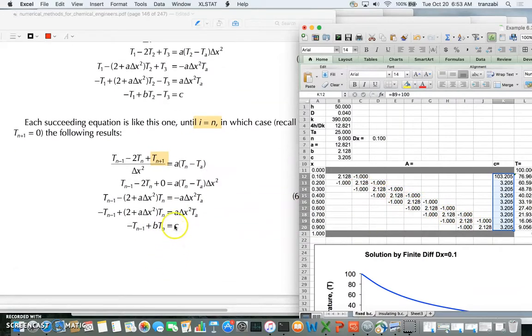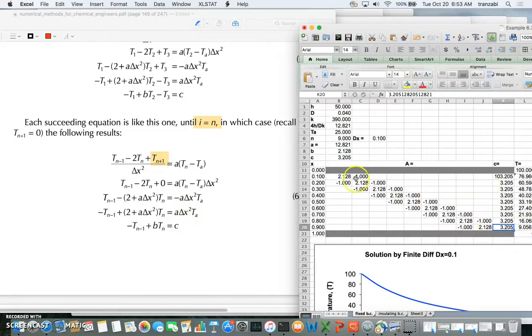The last equation is minus t n minus 1, and if, let's say, maximum n is 10, this is going to be minus t9 plus b times t10. So here's minus t9 plus b times t10. b is 2.128. The right hand side is still c, which is 3.2.